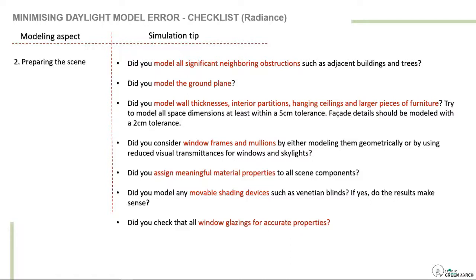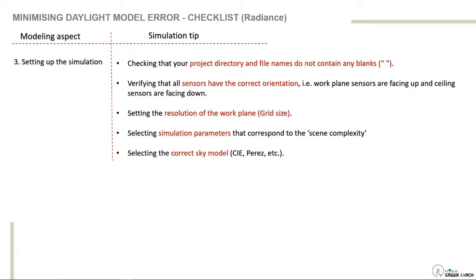Movable shading devices, window glazing for accurate properties. So these are the things you can also get from the web, and because there is a clear checklist of what you should be using and what you should be modeling to have an accurate simulation model. Now coming to the last aspect, that is the setting of the simulation.